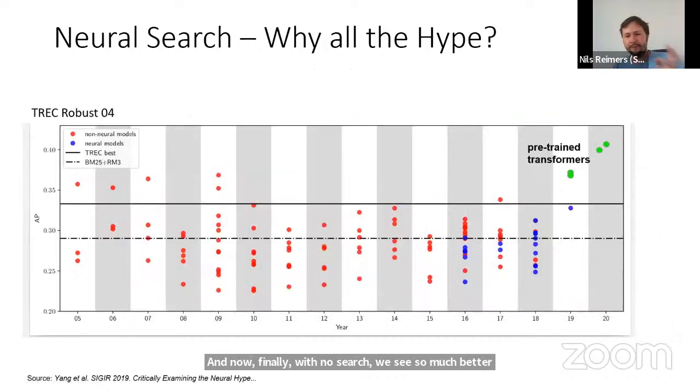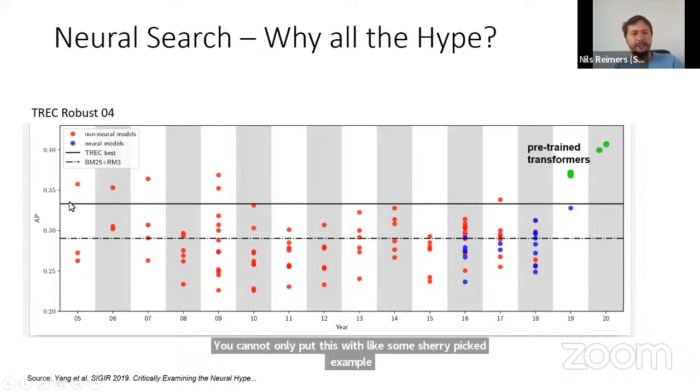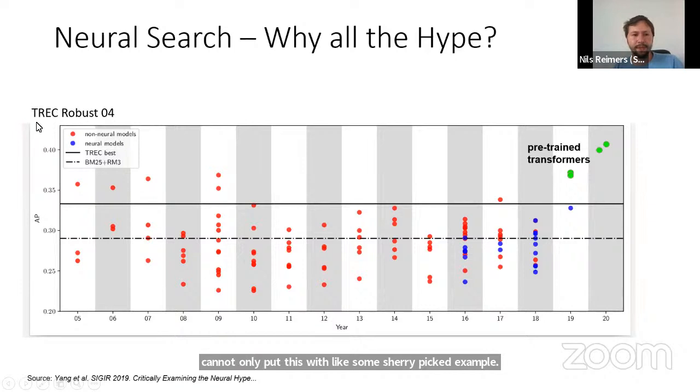You cannot only show this with some cherry-picked example, but you can also put numbers to it. So here's a benchmark from 2004, the TREC track organized by NIST, which has been organizing search benchmarks since a long time ago. And in 2004, they put out the Robust04 benchmark, and the black line is the best system from 2004. And then you see here the performance up to 2018. So over 14 years, there was basically no improvement. And systems in 2018 were as good as systems in 2004.